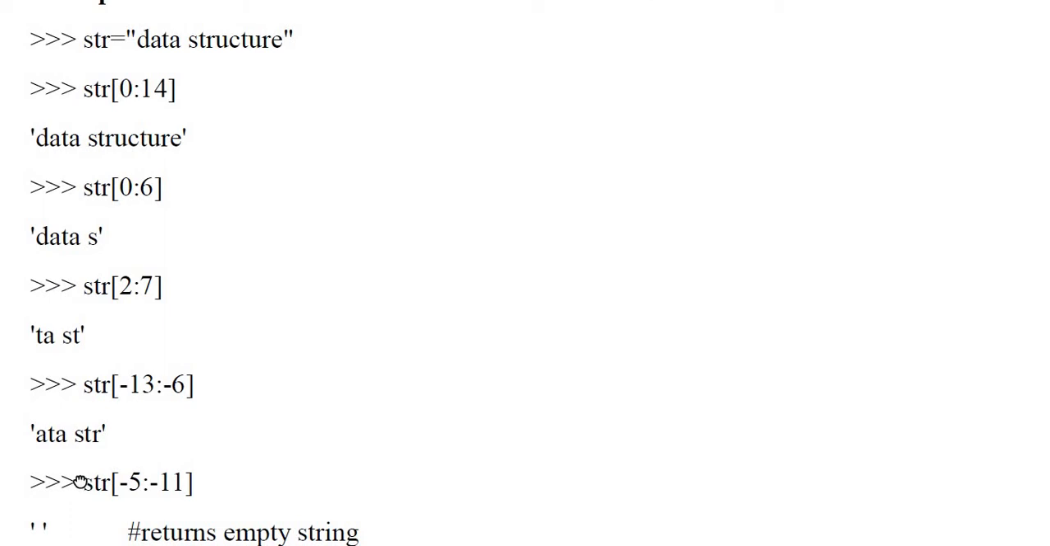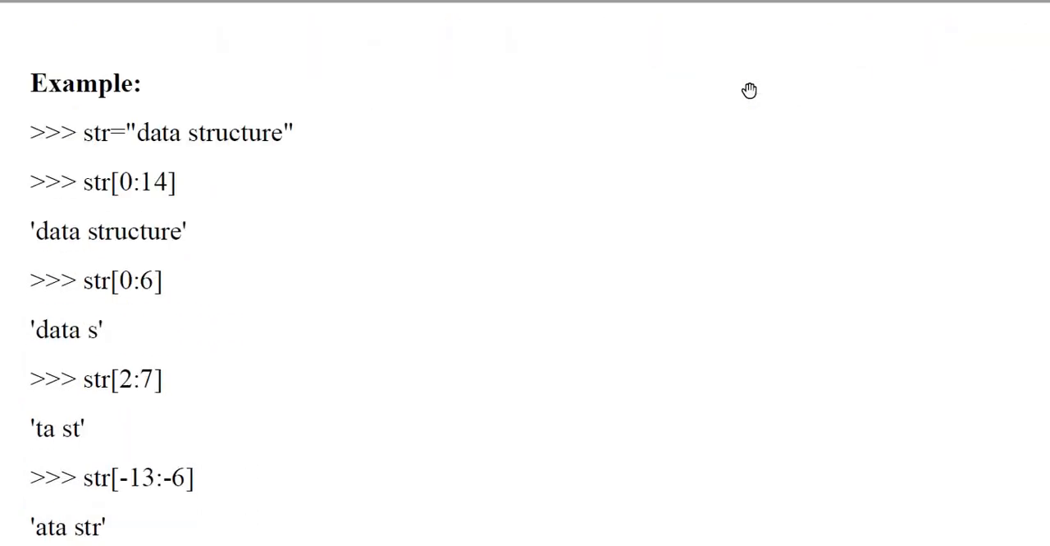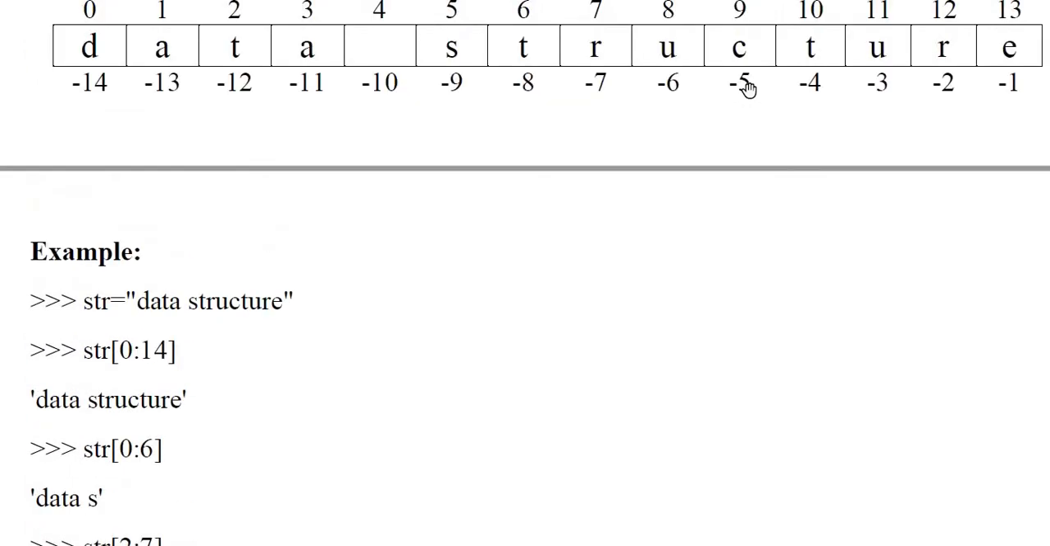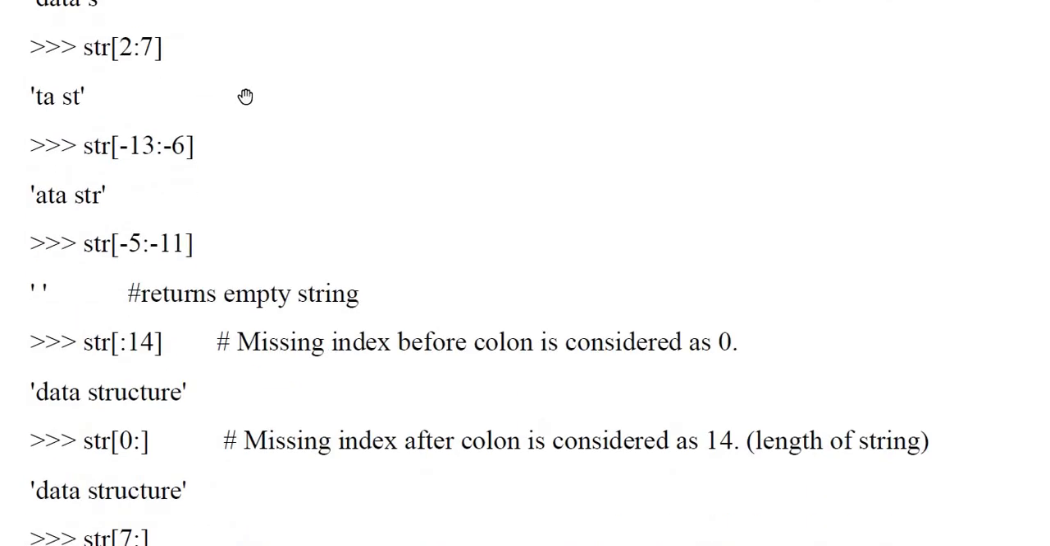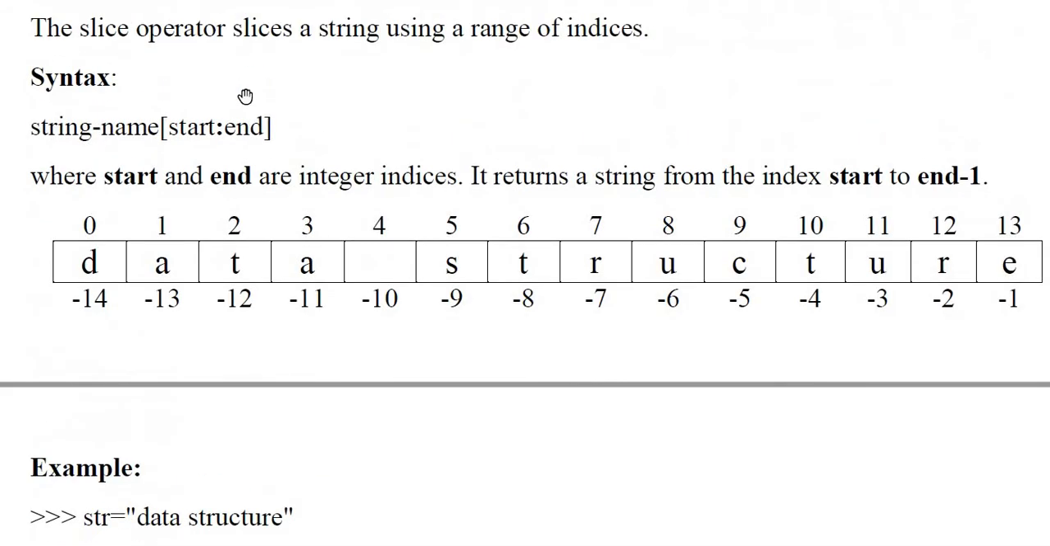Look at this example, string -5. If you see here, -5 is coming here, and then it's saying -11. You will go from here to here, but it gives you an empty string. Why does it give you an empty string? Because here you will see that the index is going wrong. It will not slice like this.